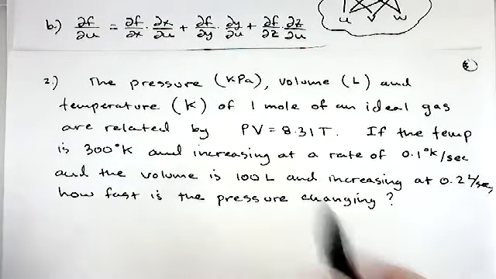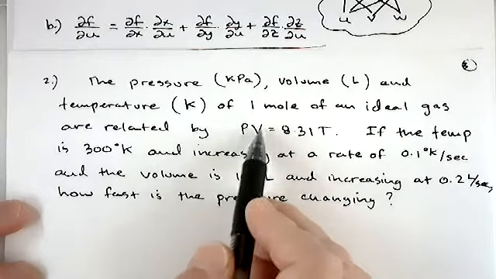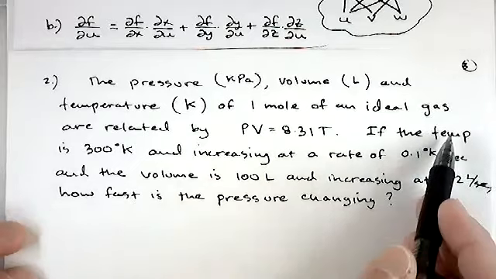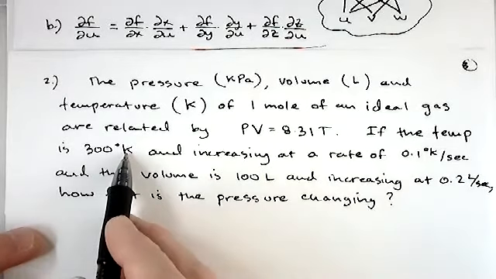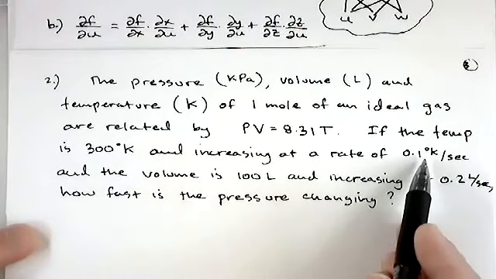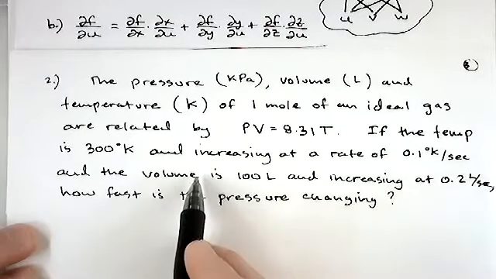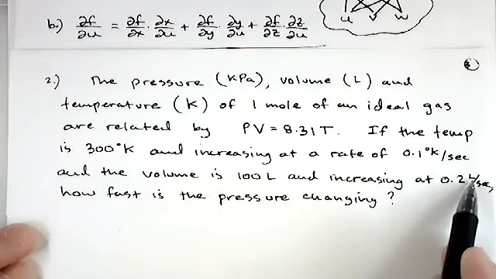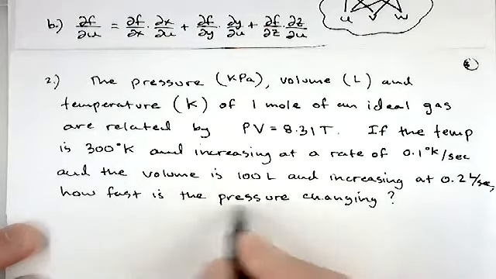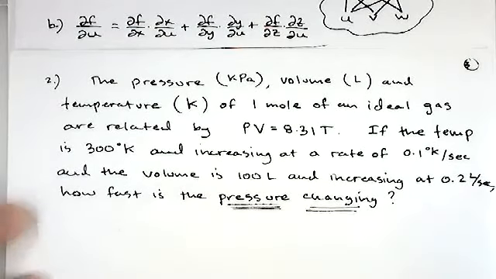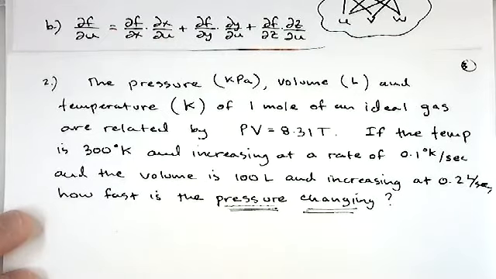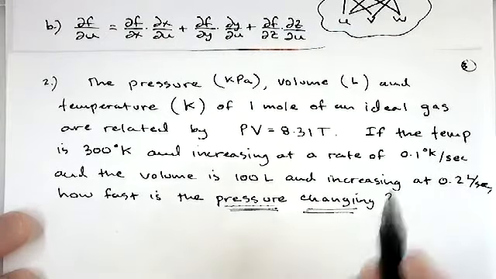So let's say we've got an ideal gas where the pressure, volume, and temperature are all related by this equation, as many of you know. Let's say that the temperature is currently 300 degrees Kelvin, but it's increasing at a rate of 0.1 degree Kelvin per second. And the volume is 100 liters and increasing at a rate of 0.2 liters per second. We want to find how fast the pressure is changing. And this should sound familiar. How many people see this is really a related rates question? This is related rates from 21A, things changing over time.